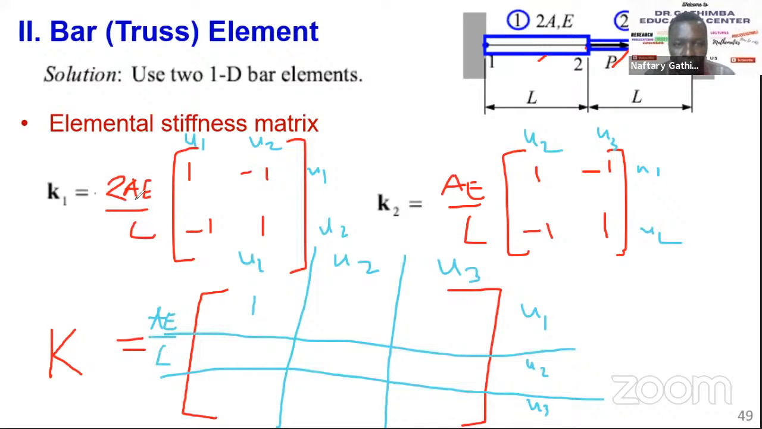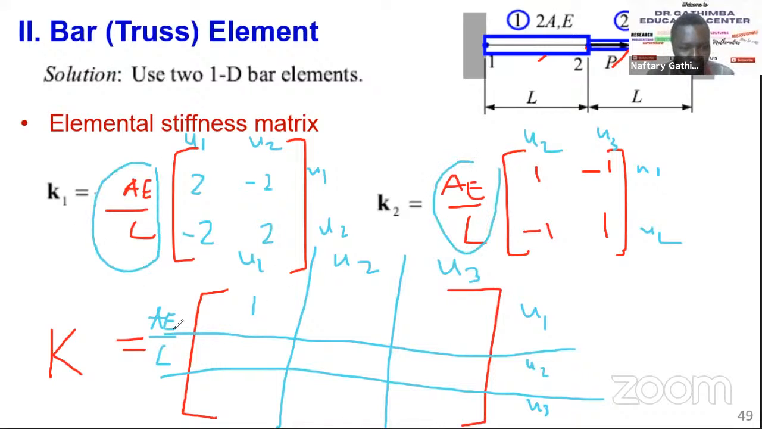If you put this one out, for ease of our working I'm going to factor in 2, so that we'll have 2, minus 2, minus 2, 2. Now we have the common factor AE of L, which we can put out here, so that this value is now 2.